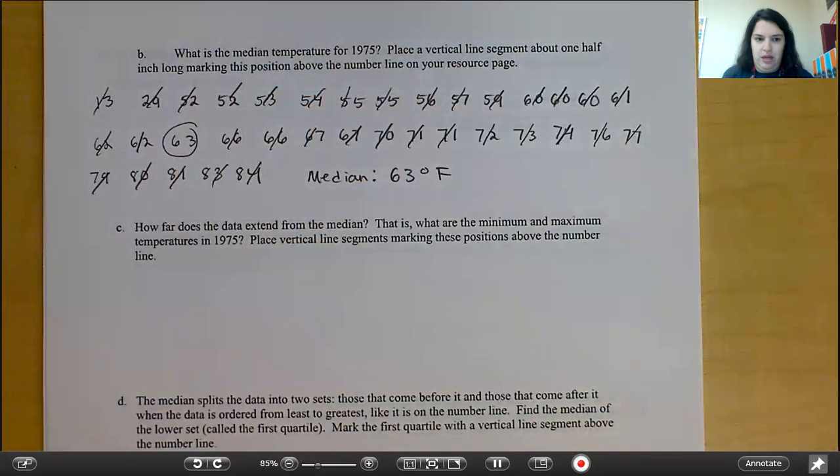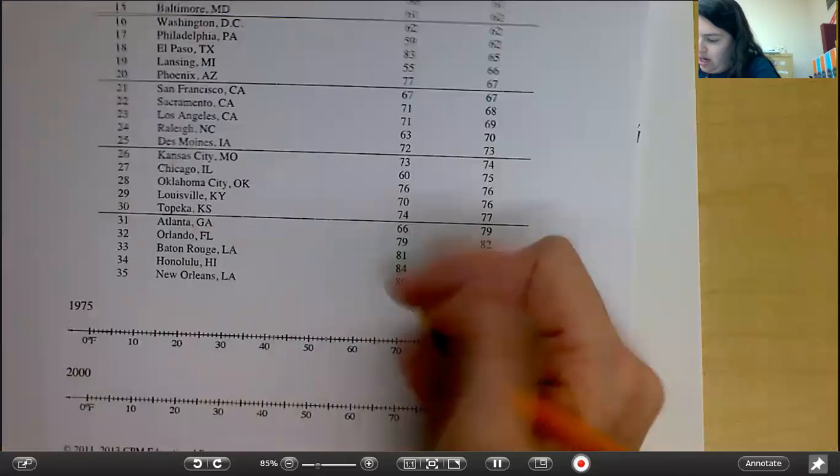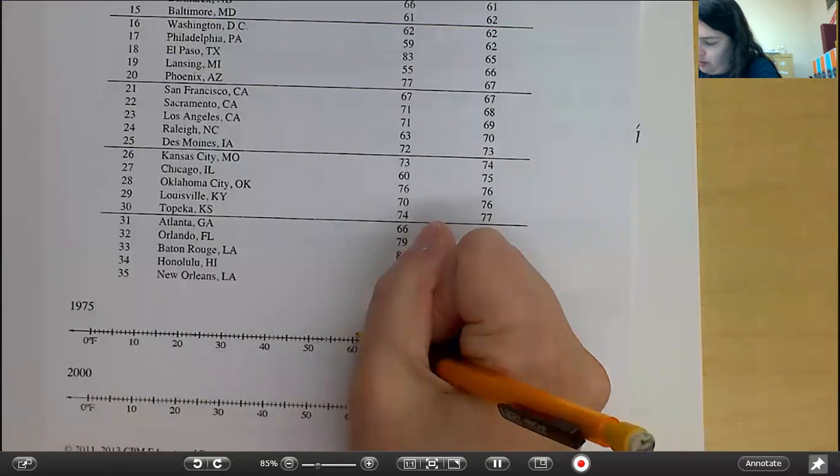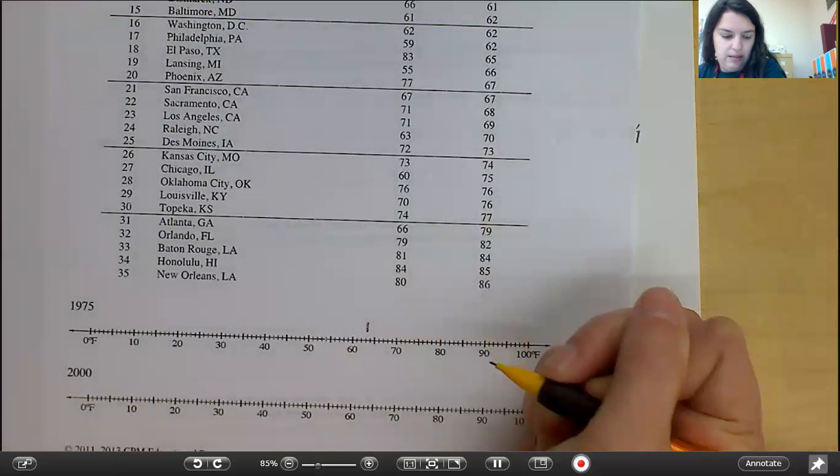So now on your resource page, you need to go down to 63 at the bottom and put a line about a 1/2 inch long. So 61, 62, 63. It looks like that.